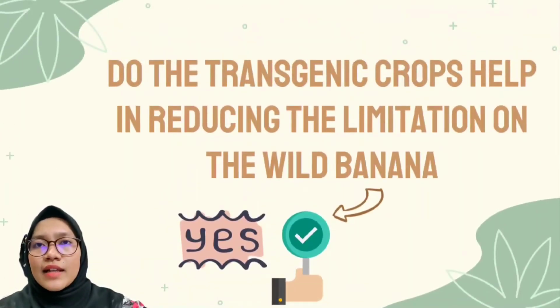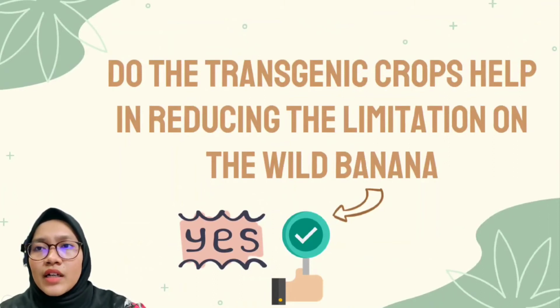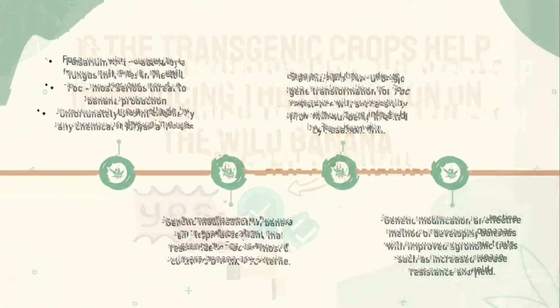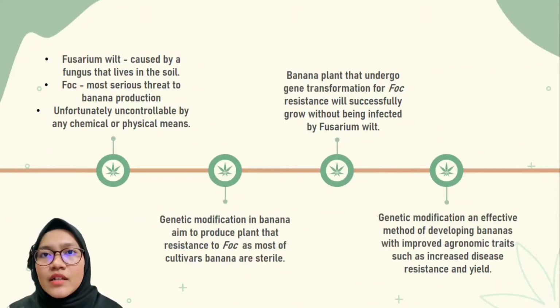Now, we move on to the next slides. The question is, do the transgenic crops help in reducing the limitation on the banana? The answer is yes. Here are the reasons. Fusarium wilt is caused by a fungus that lives in the soil known as FOC. FOC is the most serious threat to banana production because it will completely destroy the plants once it enters into the plant, and unfortunately it cannot be controlled by any chemical or physical means.